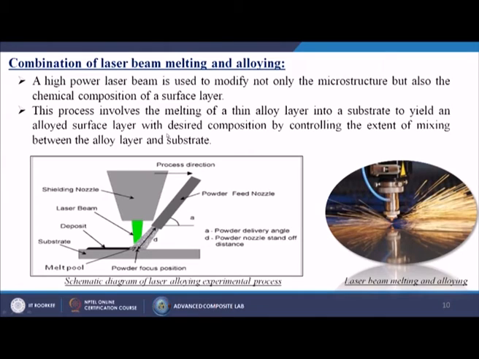So, from that particular figure you can understand that we are putting the base material on top, and we have a powder nozzle from which the powder comes directly onto the base metal, and this is the laser gun. From that you generate the laser, and when it generates heat, this powder material comes into contact with the laser, and then it melts and makes a layer onto that metal surface. So, this is called the laser beam melting and alloying method.